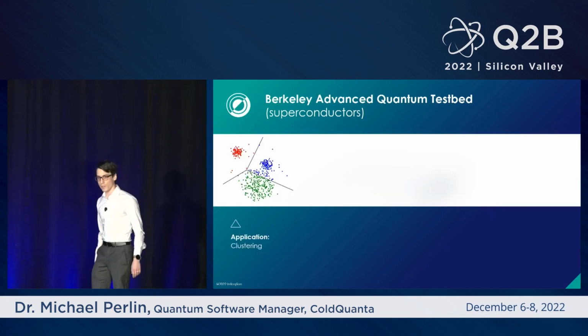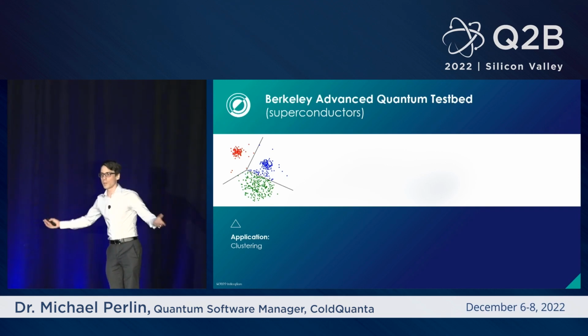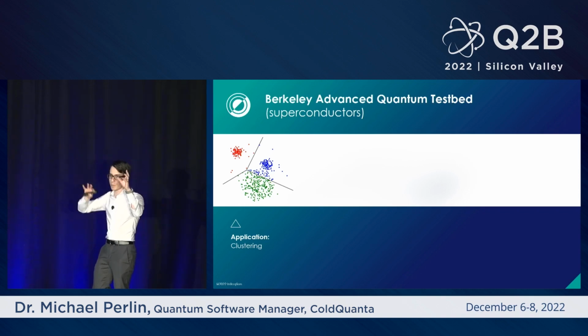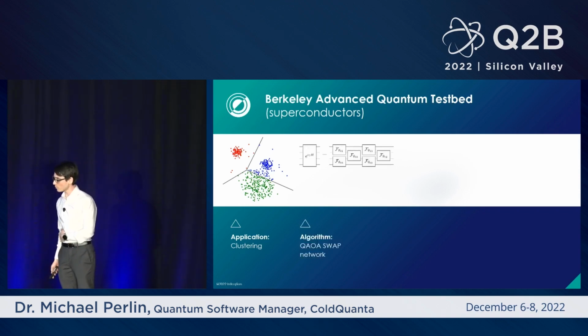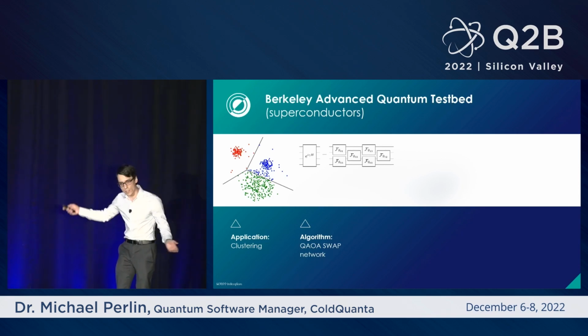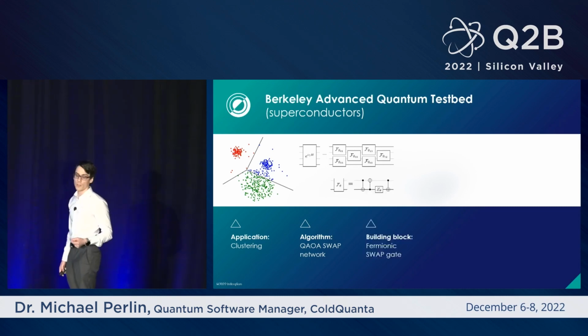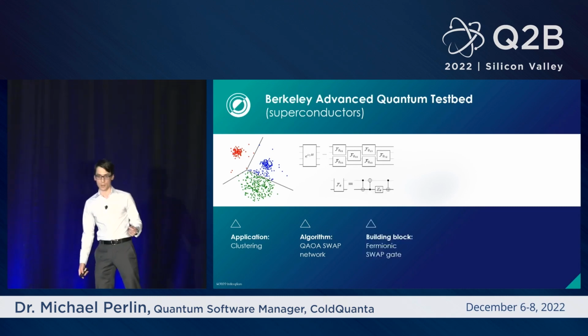So the story begins here with an application, a clustering problem. So you have a bunch of data. You want to somehow organize that data meaningfully into separate partitions and clusters. And there's a quantum algorithm for doing this called the QAOA swap network. Details of the algorithm aren't too important, but the part we will zoom in on is the building block for this algorithm called the fermionic swap gate.